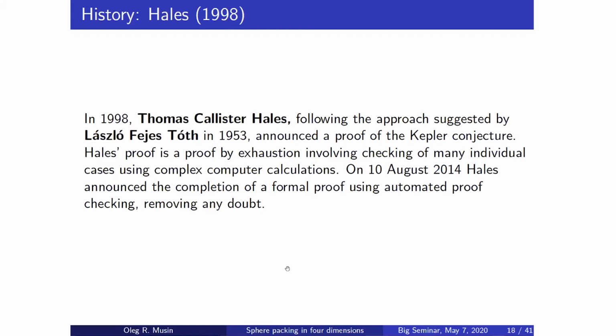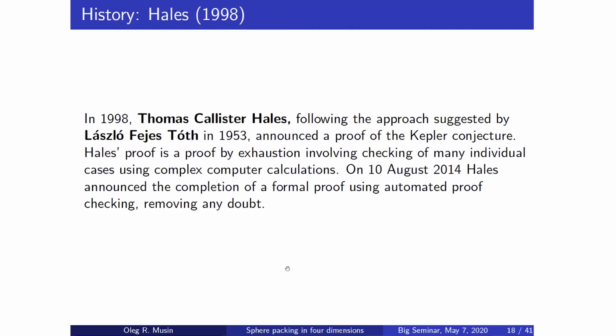Okay, now return to packing. What happened in 1998? Thomas Hales realized, based on the ideas of László Fejes Tóth that he published in his book in 1953, that there was a plan for how to prove it. In 1998, Hales announced a proof of the Kepler conjecture. The paper was published 8 years later, in 2006, as I remember.